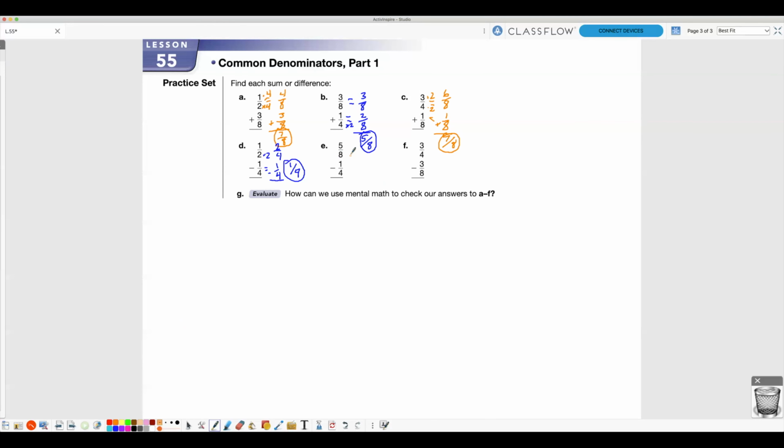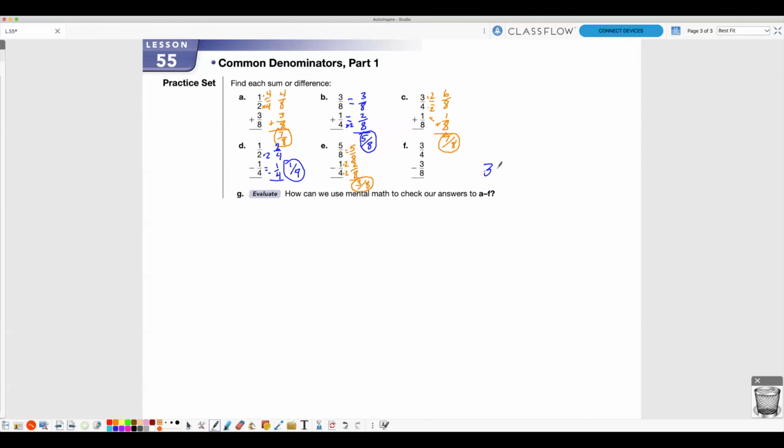So again, you would want to keep this 5/8 just as it is. And then we're going to multiply this one times 2 to make that denominator an 8. And if we multiply the denominator by 2, we have to multiply the numerator by 2. And we'd end up with 2/8. So now we have 5 minus 2, which equals 3. And this would be a denominator of 8. So it'd be 3/8. And letter F, 3/4 minus 3/8.